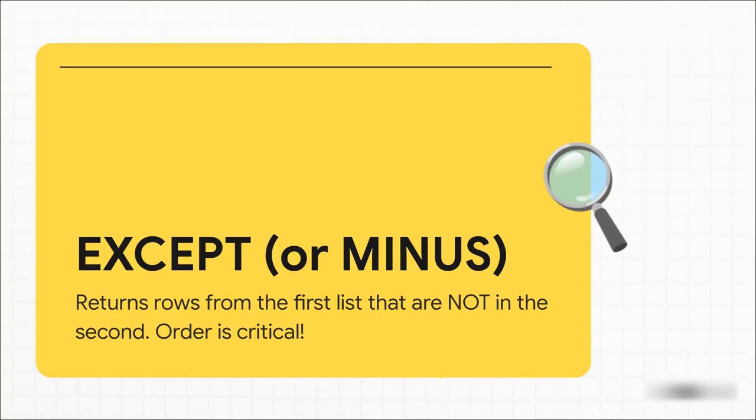Now, this is super important. Except is all about direction. It gives you the rows from the first list that are not in the second list. That means the order you write your tables in matters a lot. It completely changes the question you're asking. Oh, and a quick heads up. If you're using an Oracle database, this operator is called minus, but it does the exact same thing.